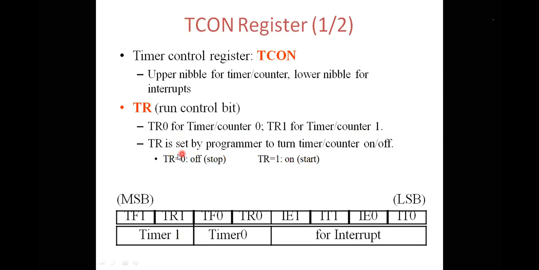So that means TR is set by the programmer to turn the timer counter on or off. So we are the programmer. You have to start or stop the timer. To stop the timer, you have to make TR bit as 0. To start the timer, you have to make TR bit as 1.